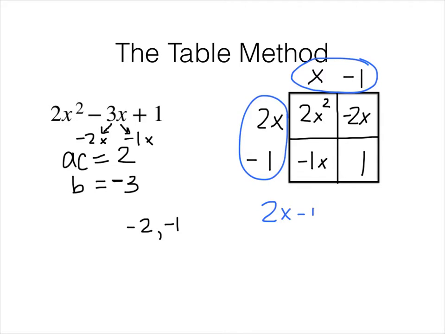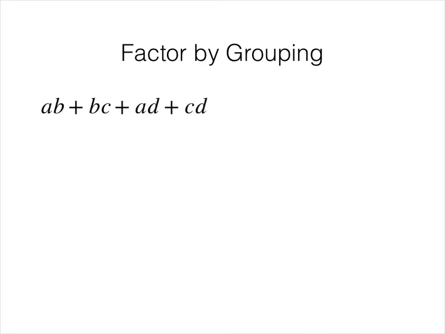Notice that I ended up writing the 2x minus 1 first, and it does not matter. Either of these answers is totally acceptable because of the commutative property. The commutative property says I can rearrange multiplication. So the table method's fine, but of course we need to be able to do this in an algebraic way without drawing a little picture and a table. So let's talk about the next concept, factor by grouping.